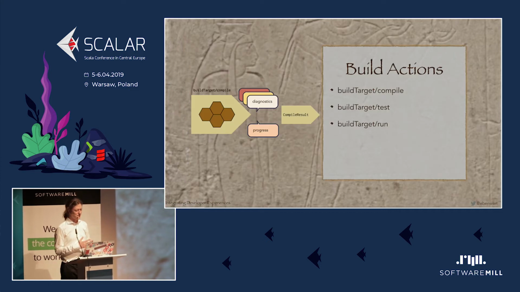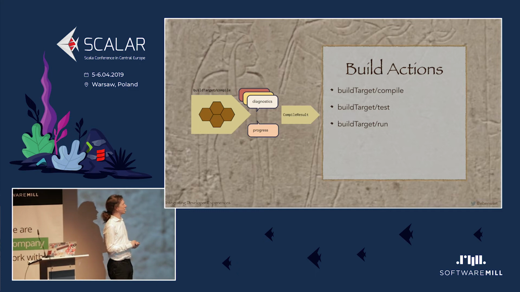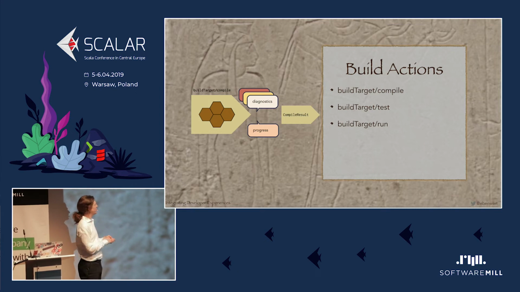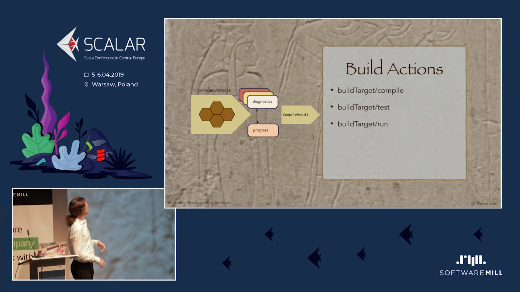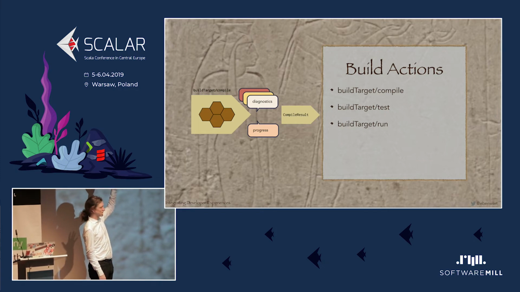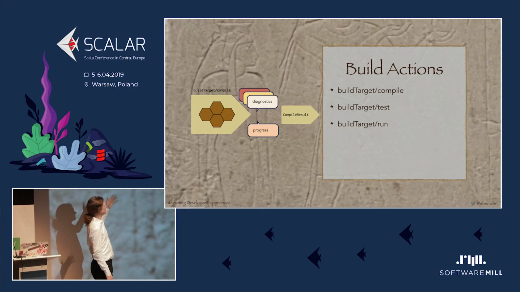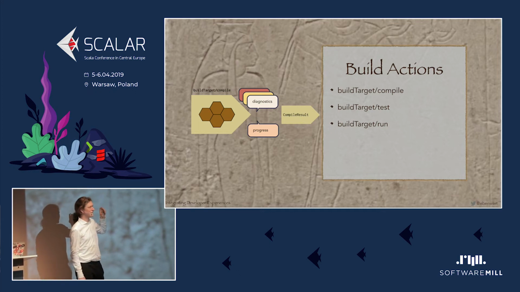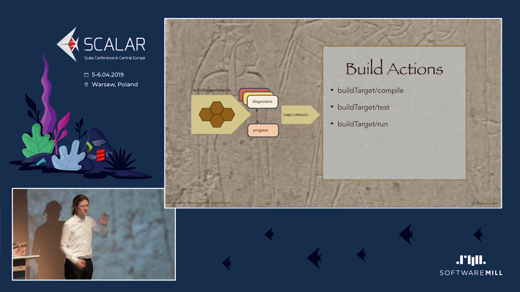Now there's a number of actions. Here just some of the most prominent ones, like build target compile. Compile this build target or this set of build targets for me, please, server. And when you do this request, you send us along a set of build targets, and the server will hopefully start compiling and start sending the client diagnostics and progress notifications.